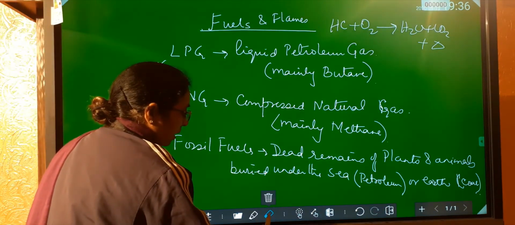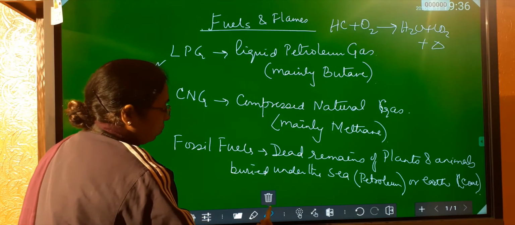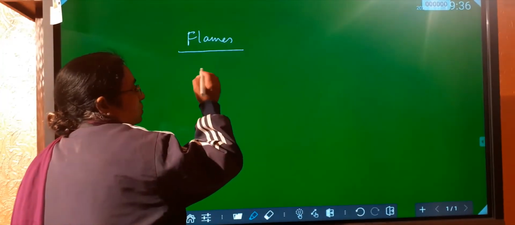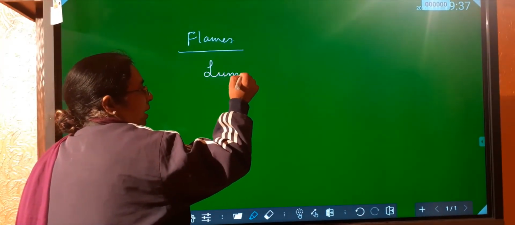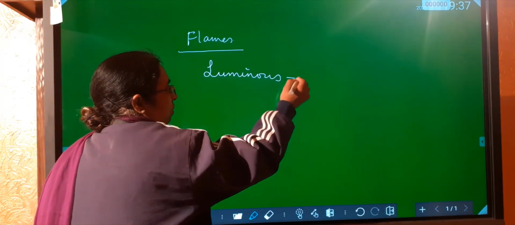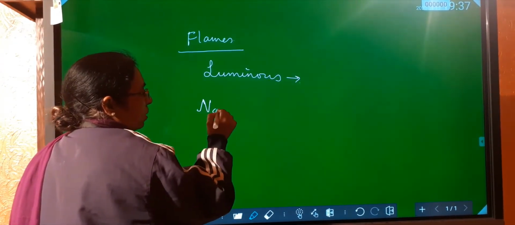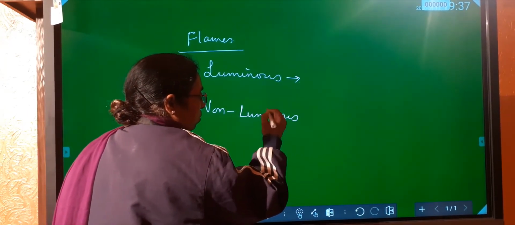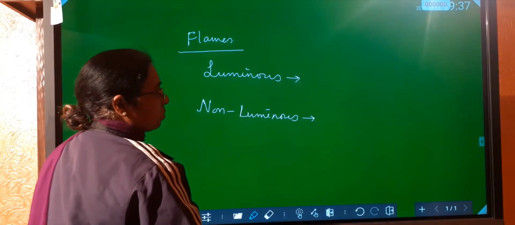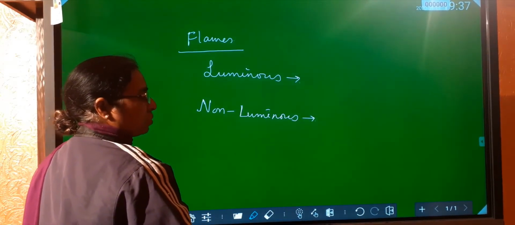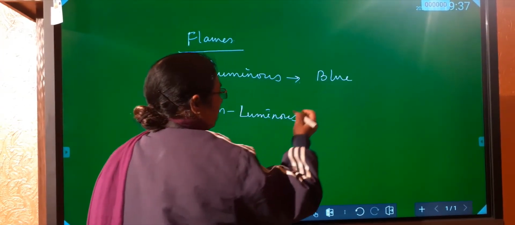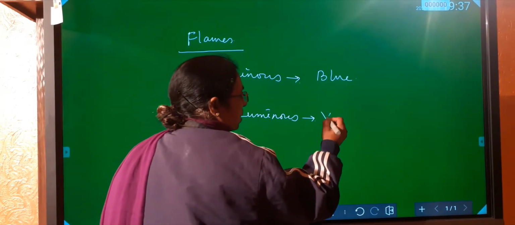Alright, now next we have learned about fuels. Now see, flames we were talking about. When we talk about flames, we have two types of flames. One is known as luminous flame and the other is known as non-luminous flame. Luminous flame is blue in color and non-luminous is yellow in color.